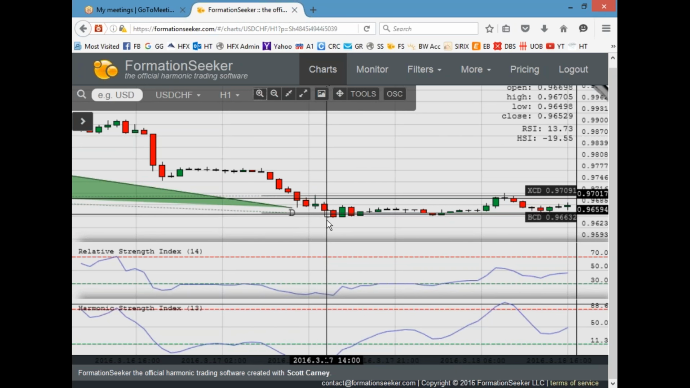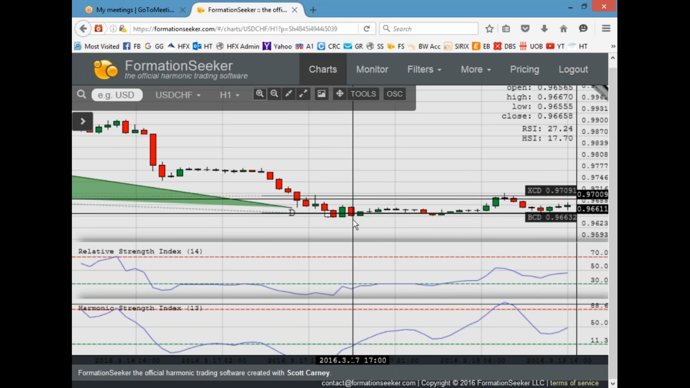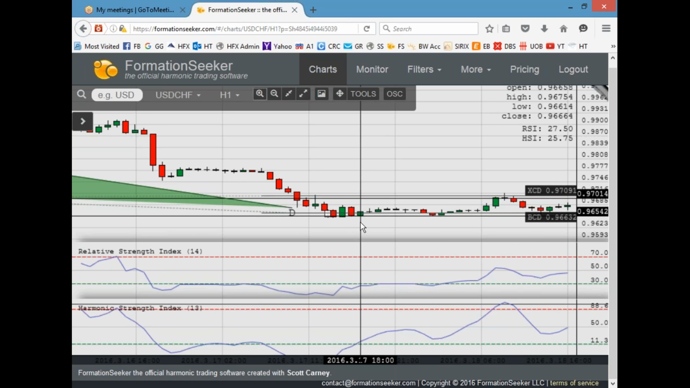So take a look here. Minus 20, no good. 7, wow, big jump, interesting. Next one, 17, okay? Bearish bar, but HSI has jumped out. So you can take the trade. So you take it. Okay, so you are entered around 96.54.